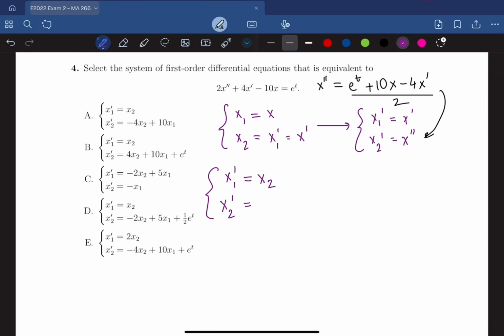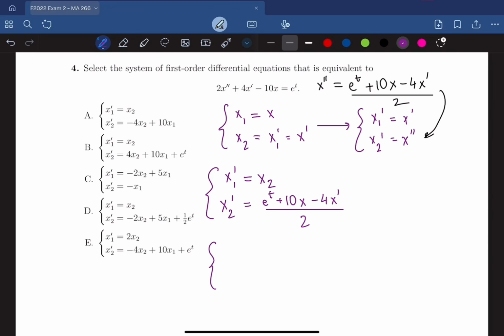And now we're going to find x2 prime. x2 prime is x double prime, and we found x double prime right over here. So we're pretty much just going to copy that into here: 10x minus 4 x prime over 2. And now we're on the finish line.